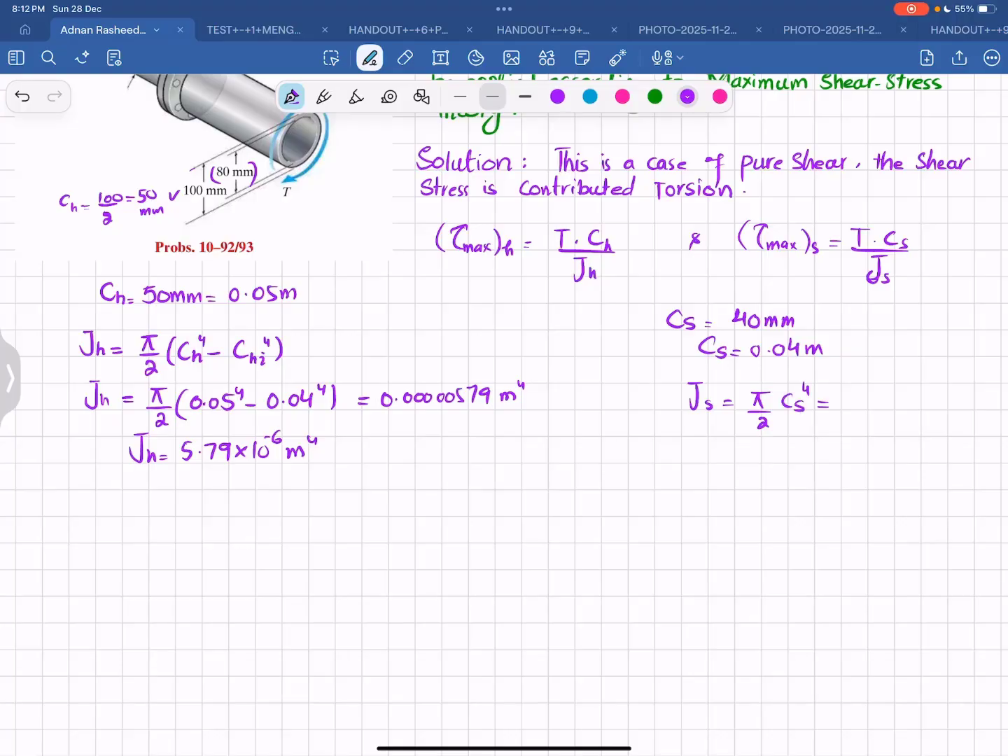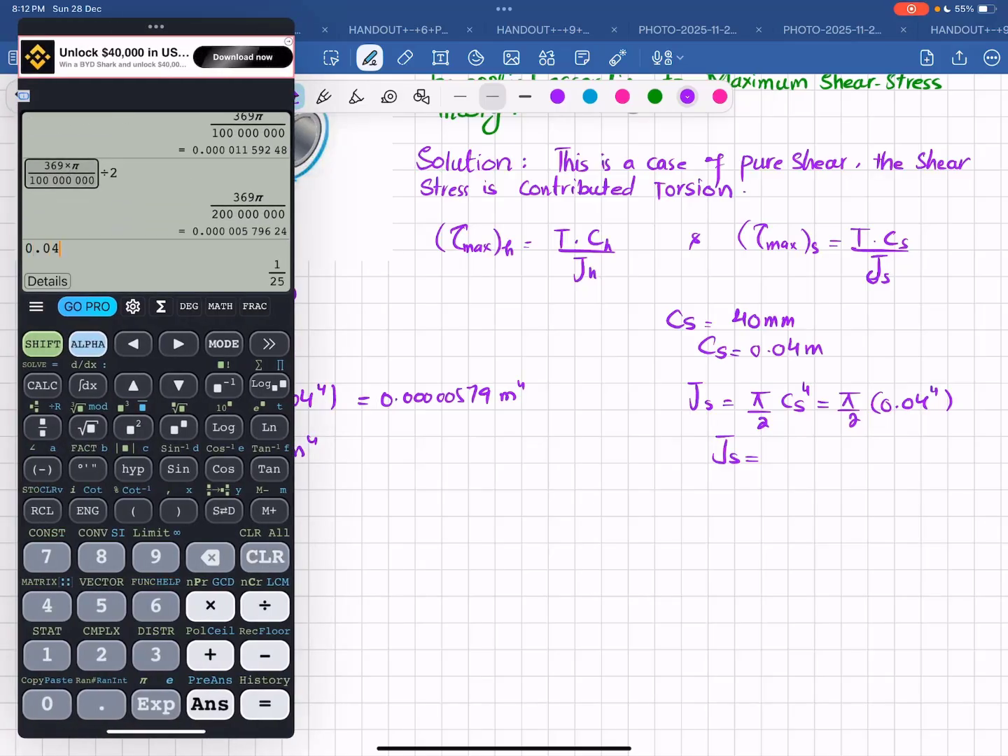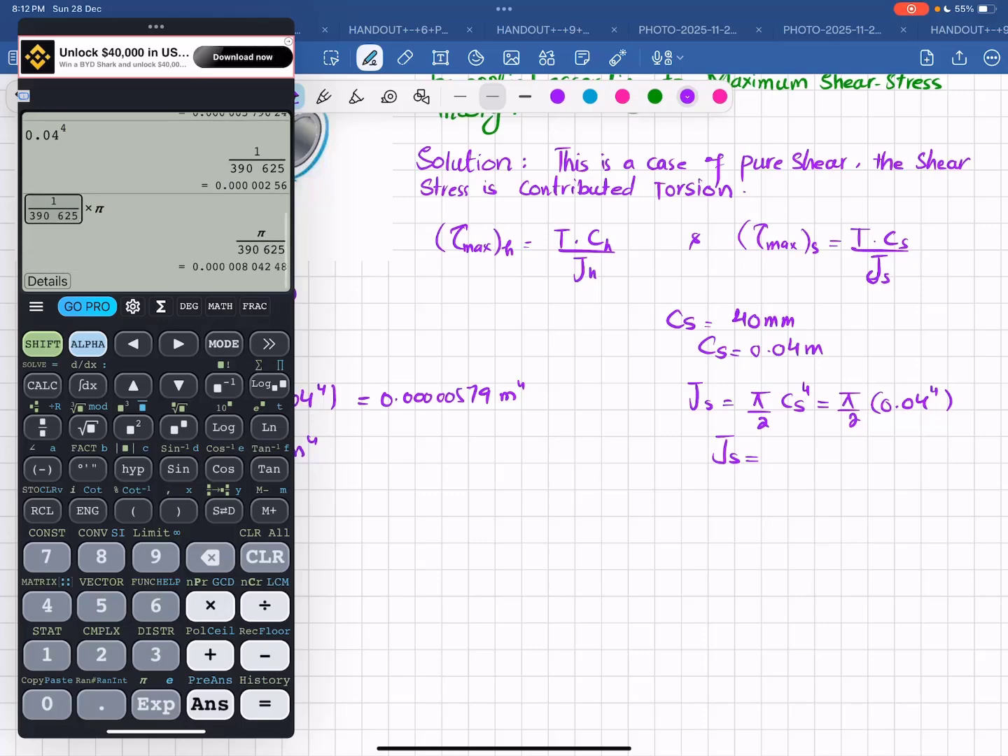So put the value pi by 2 multiplied by 0.04 to the power 4 will give us Js, and I will calculate it here. 0.04 to the power 4, multiplied by pi, divided by 2 will give you 0.000040 meter to the power 4, or we can also write Js is 4.02 into 10 raised to power minus 6 meter to the power 4. Now you have each and every value.